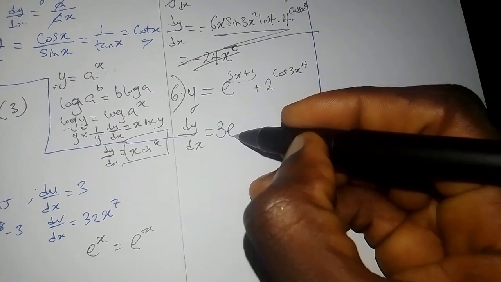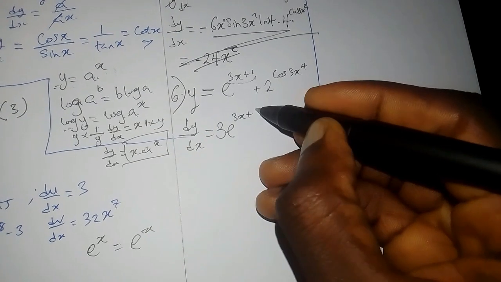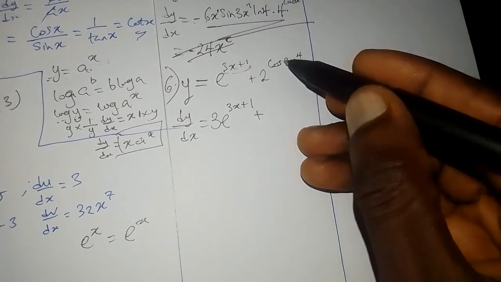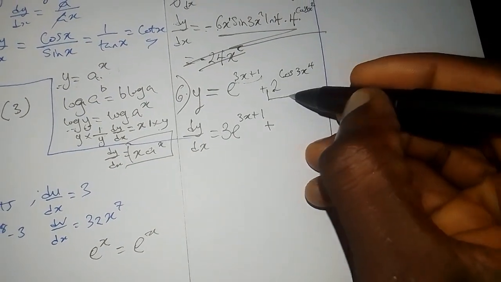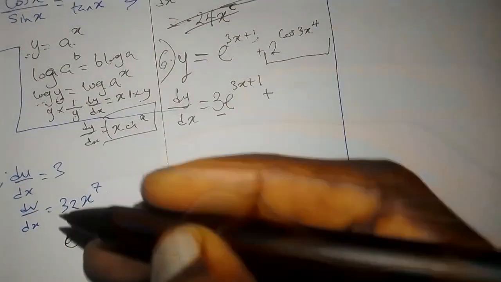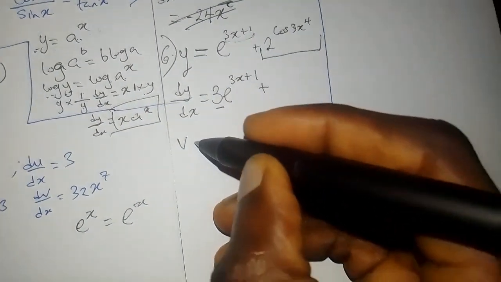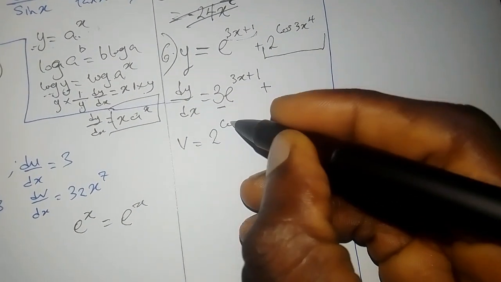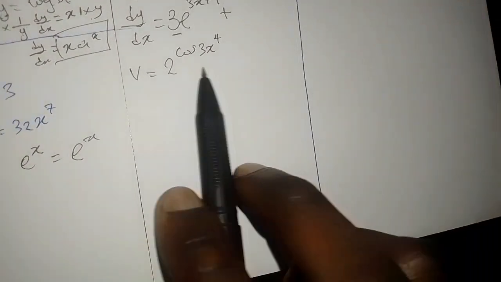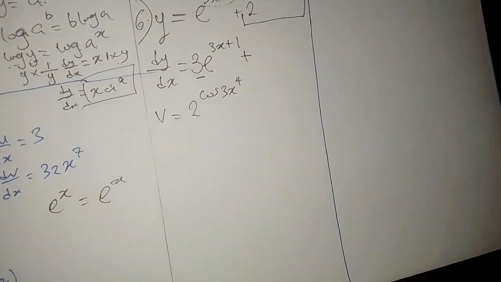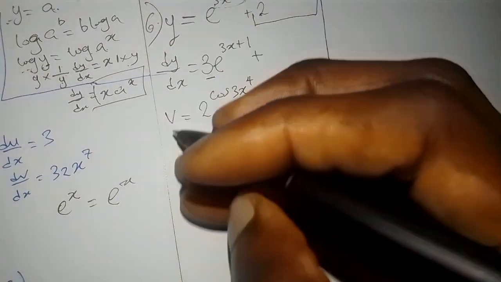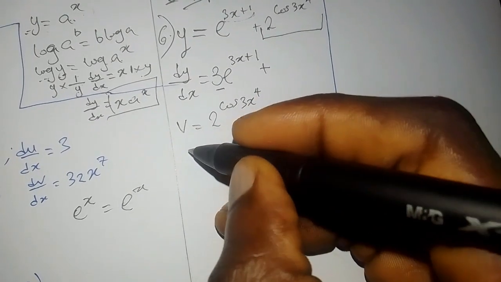This is 2 raised to power something. So let's take this one as another function on its own. This is our first answer. So let's assume that v equals 2 raised to power cos 3x raised to power 4. Now this question is like the same as question 5. So you can pause the video and solve it, then you get your answer. So let's move on. If I want to solve this, I can say ln v equals ln 2 raised to power cos 3x raised to power 4.